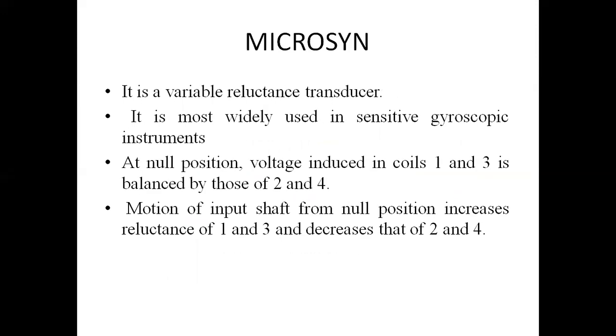Now when we talk about the microsyn, it is one version of the RVDT, and it is a variable reluctance transducer. For the connection of the exciting windings, we have an instantaneous pole position for the current directions shown here. It is most widely used in sensitive gyroscopic instruments. At the null position, the voltage induced in coils 1 and 3 is balanced by those of 2 and 4. By motion of the input shaft from the null position, the reluctance of 1 and 3 increases, and that of 2 and 4 decreases.